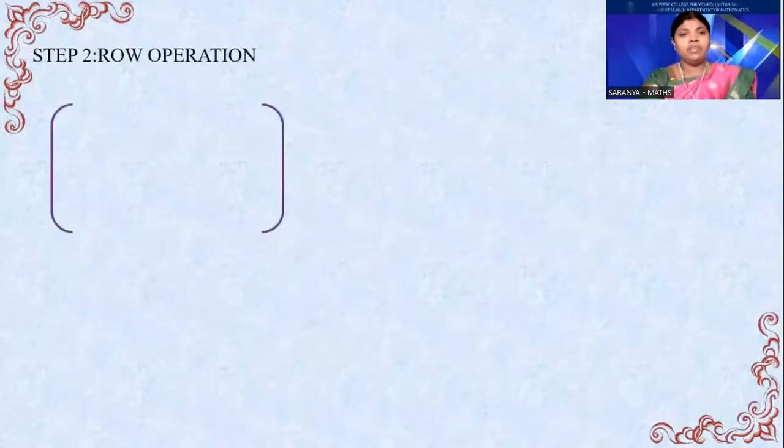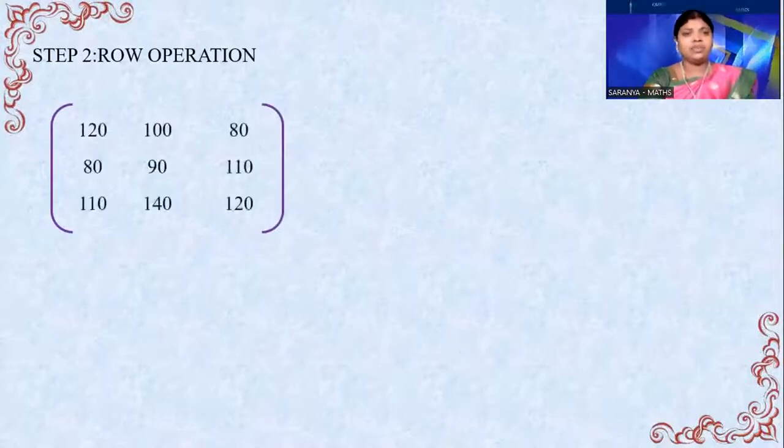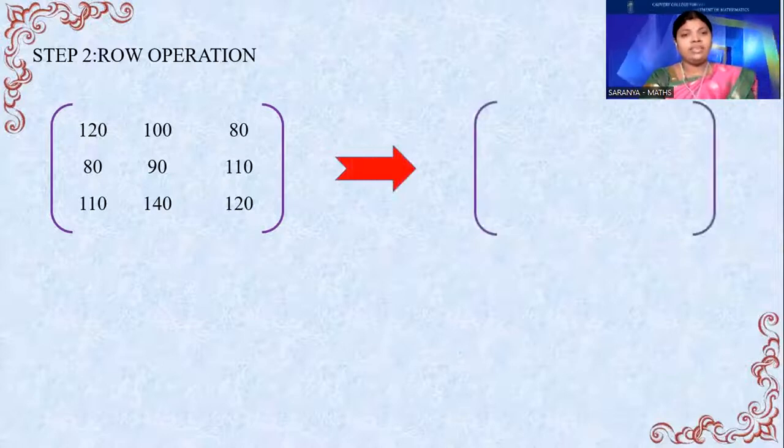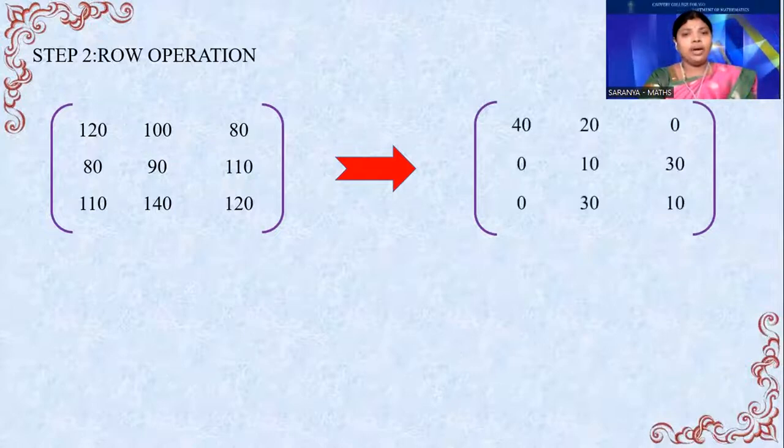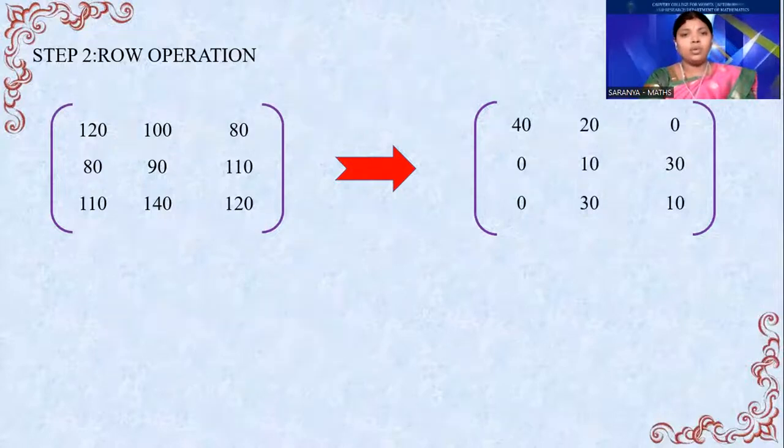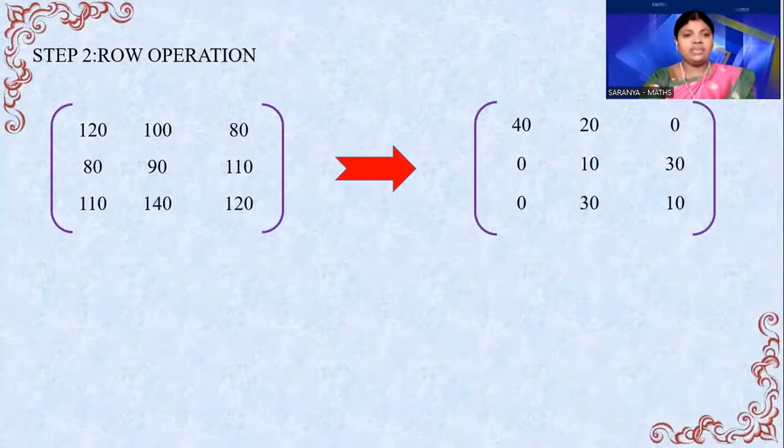In row operation, we choose the least element from each and every row and subtract it from all the elements of that row. In row 1, 80 is the least element, so 80 is subtracted from all the elements of row 1. In row 2, again 80 is the least element, so 80 is subtracted from all the elements of row 2. In row 3, 110 is the least element, therefore 110 is subtracted from all the elements of row 3.